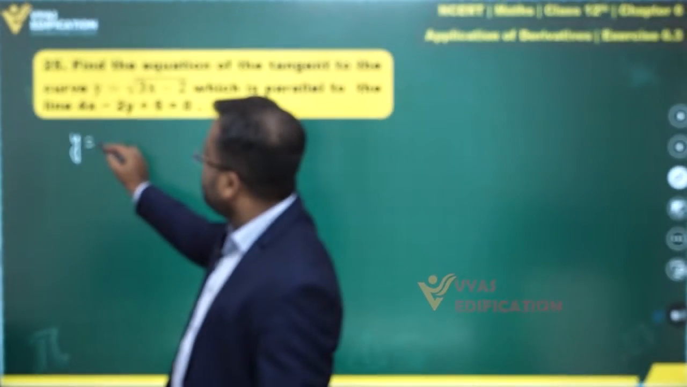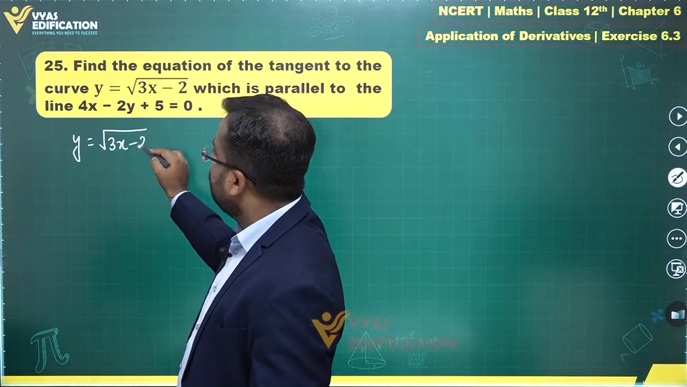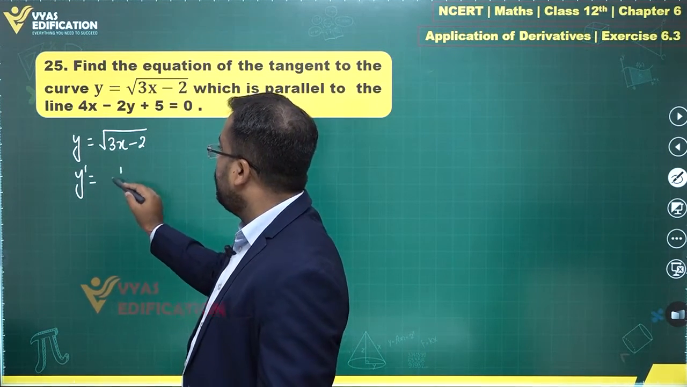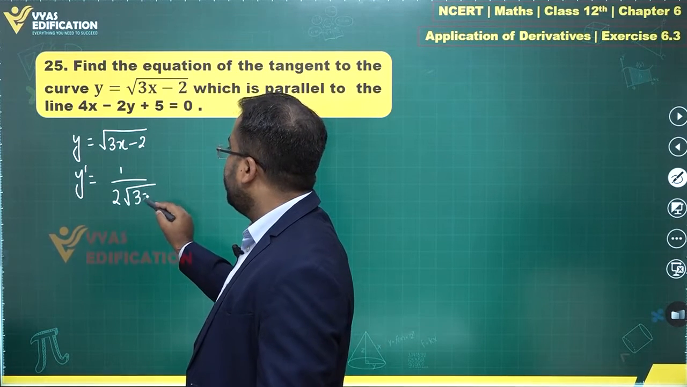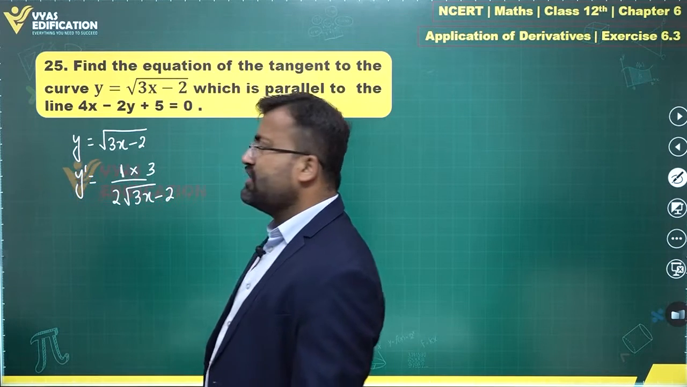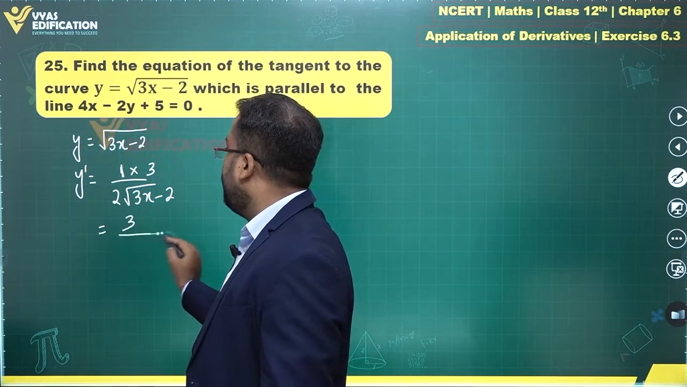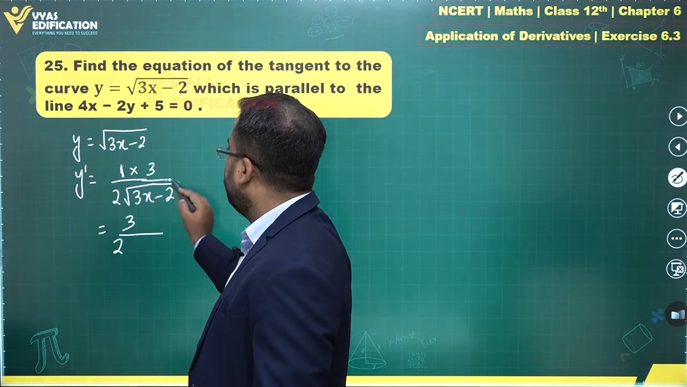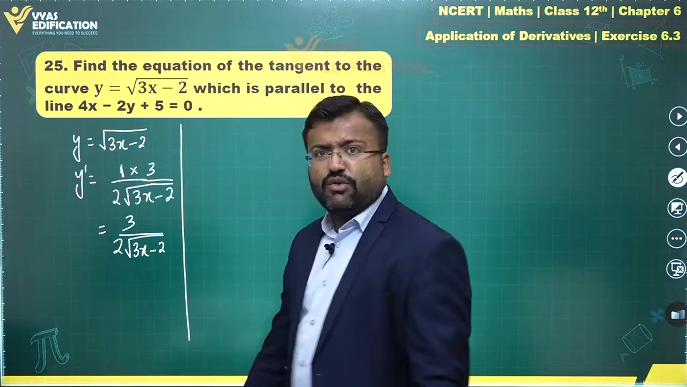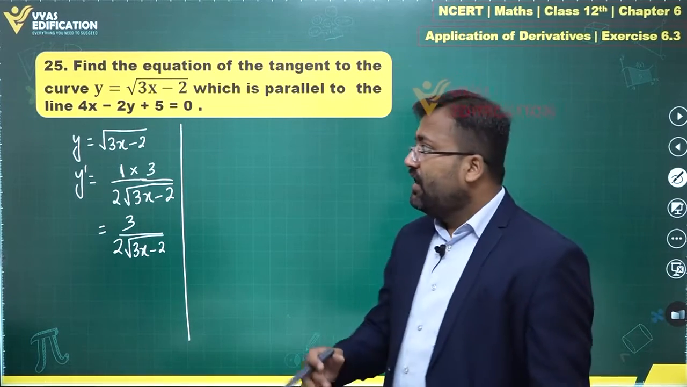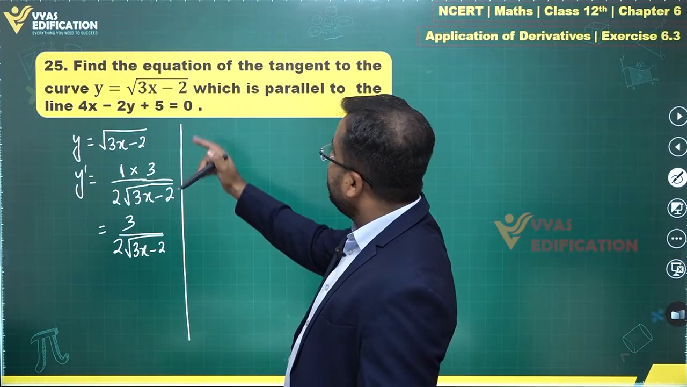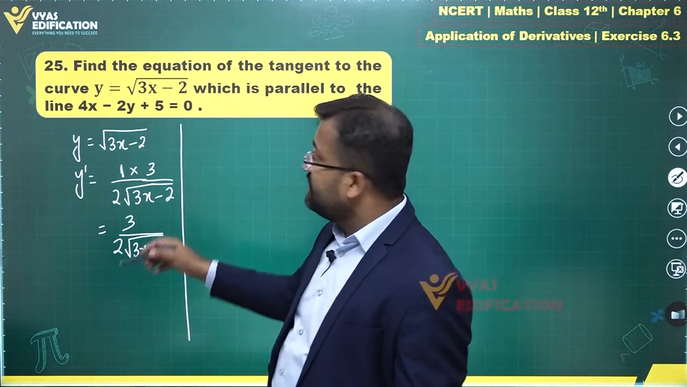For y equals under root of 3x minus 2, this is the equation of curve. Y prime will be equal to 1 upon 2 under root of 3x minus 2 times the derivative of 3x minus 2, which is 3. This is 3 over 2 times under root of 3x minus 2 is what I get. Is that okay? Yes, that's pretty simple. And once you are through with this, then what next? We'll be able to gauge the slope with the help of this.